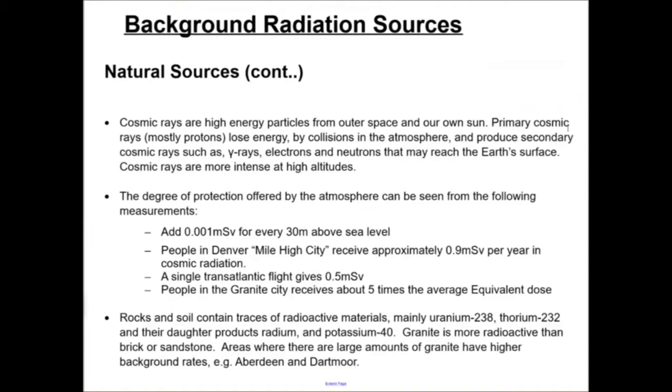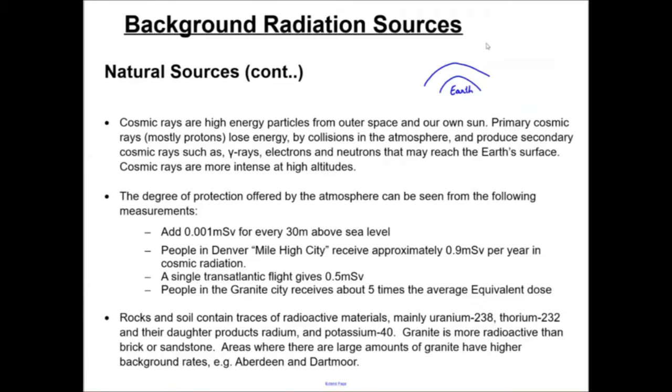So primarily, these cosmic rays, which are mostly protons, lose energy by colliding in the atmosphere and produce secondary cosmic rays such as gamma rays, electrons, and neutrons. We all know that our Earth is surrounded by kilometers of atmosphere, right? So above the Earth's surface, we have the atmosphere.